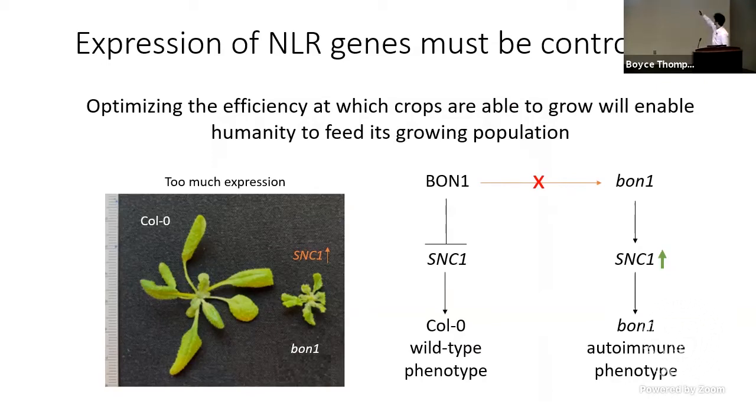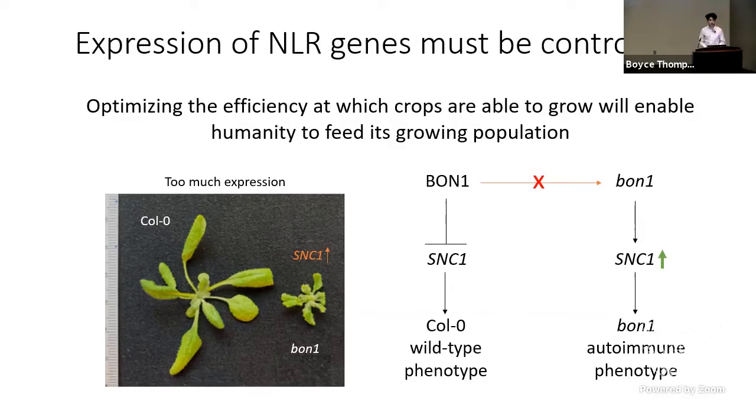So SNC1, which you can see right here, is an example of an NLR gene that leads to increased immune response, and it is activated in response to pathogen infection. BON1 is a protein that serves to repress SNC1 expression. And when BON1 represses SNC1 expression, you end up with a Columbia or wild type phenotype, which is shown on the right. However, if you have a mutation in the BON1 protein, and this leads to SNC1 being able to have increased expression, what happens is you have a stronger immune response. And this can lead to the bon1 autoimmune phenotype, which is shown on the left.